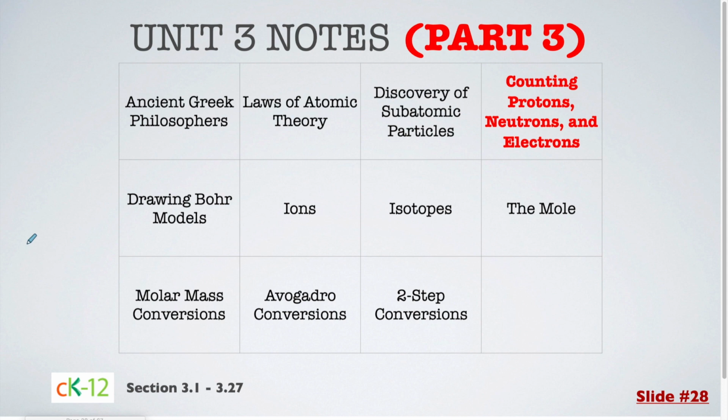That concludes part 2 of our Unit 3 notes. When we come back for part 3, we will cover counting protons, neutrons, and electrons for atoms.